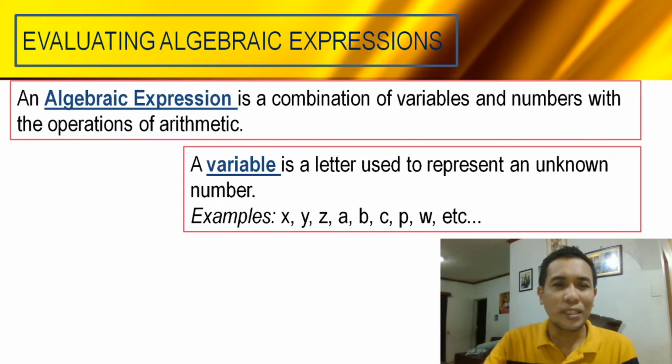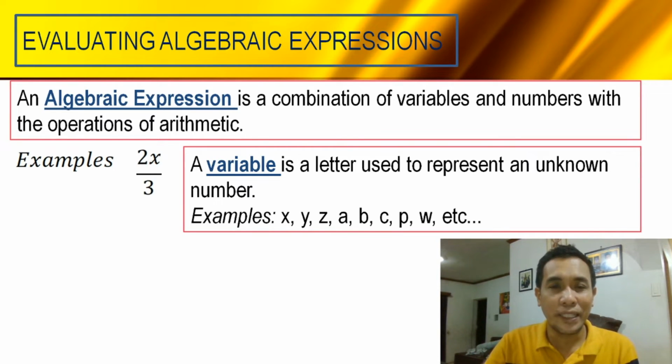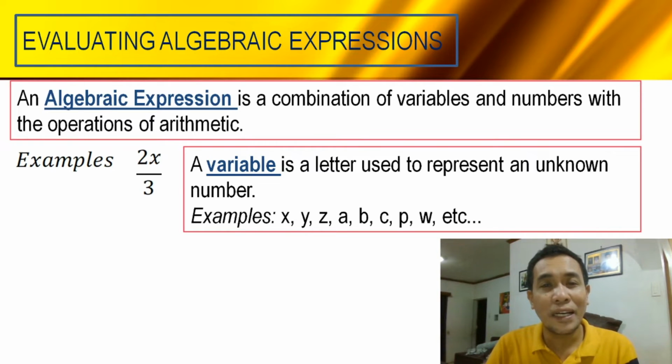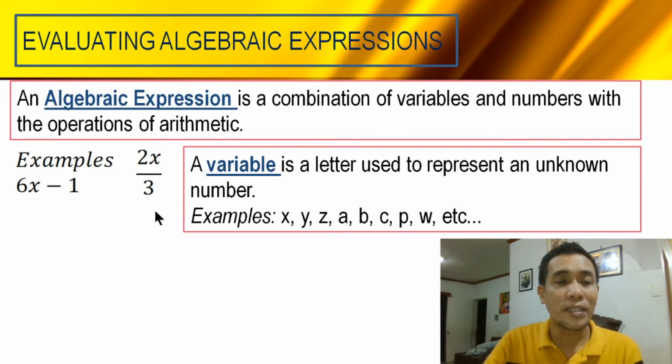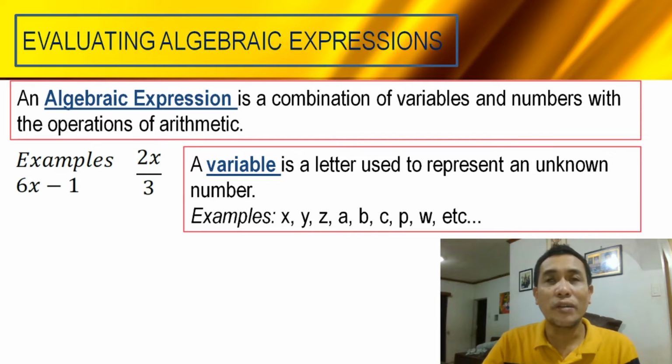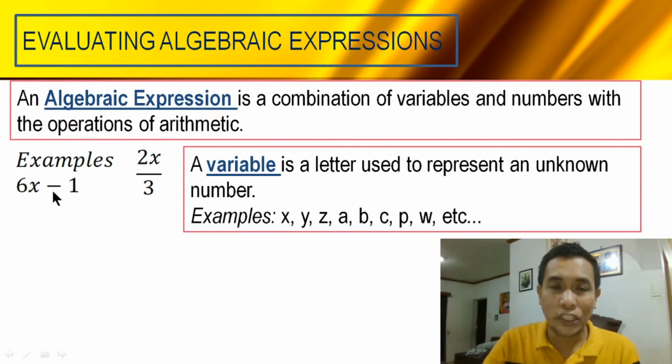Alright? Now, let's go to examples of algebraic expressions. Example 1, 2x over 3. Ginatawag na siyang algebraic expression because may ara siya number at the same time may ara siya variable and may ara siya nga operation which is division. Number 2, 6x minus 1. So, it's a combination of a number and variable. Kaya may ara kita nga 6x and then may operation kita nga subtraction. So, ginatawag man siya nga algebraic expression.